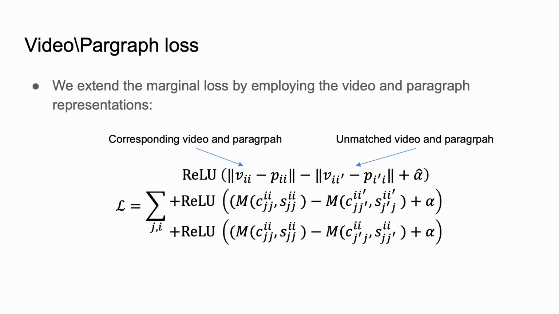The loss of the task of video and paragraph retrieval adds a new term, which is based on the marginal loss over the global video and paragraph representations, for the goal of minimizing the distance between the matching pairs and increasing the distance between the unmatching ones.